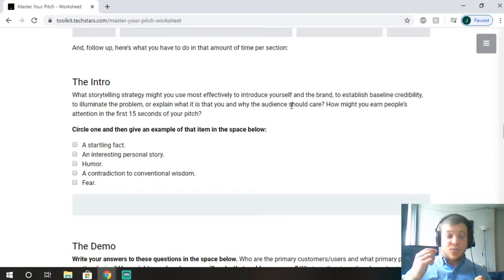So for example, the guys who were doing the medical notes to the prescriptions, right? They started with fear. This many people end up dying because people scribble on pads and nobody can read it, right? Whereas you can start with humor, you can start with a joke, you can start with almost anything.